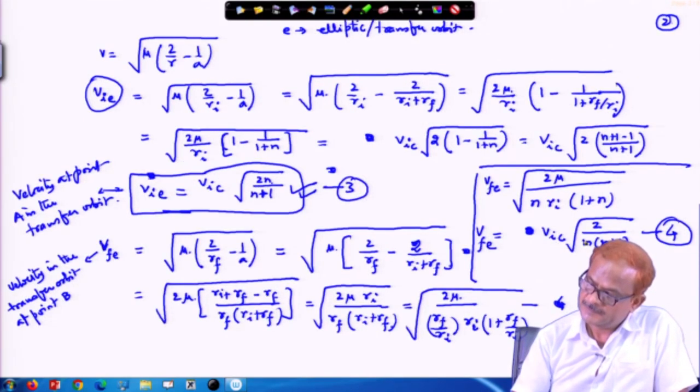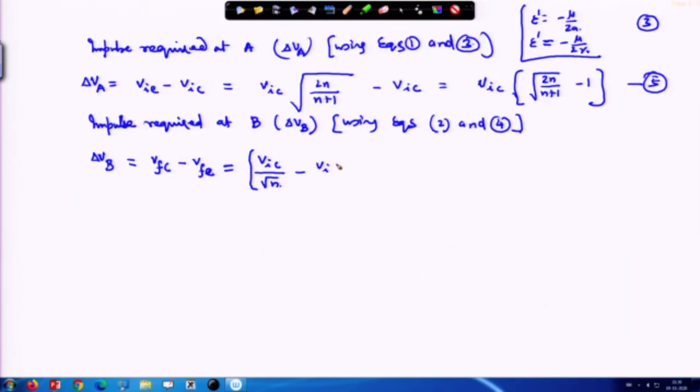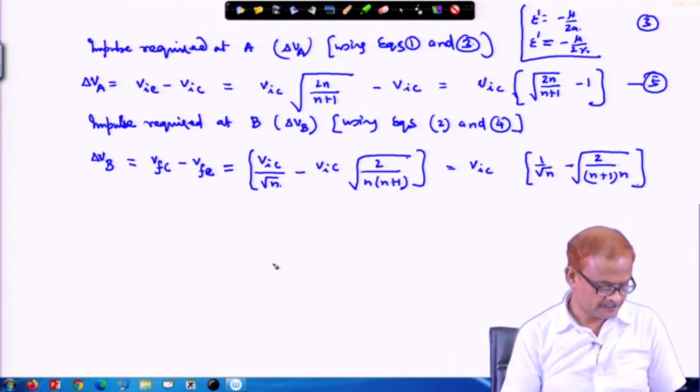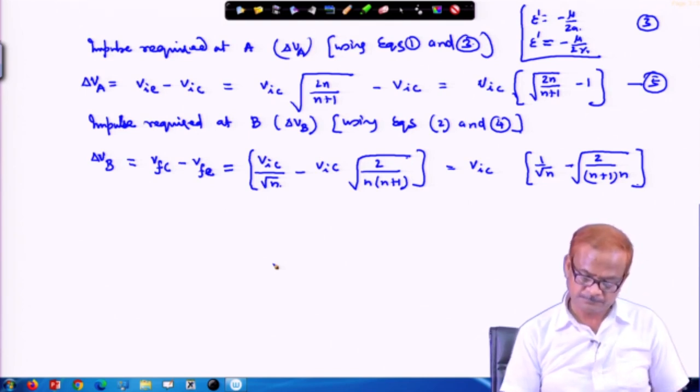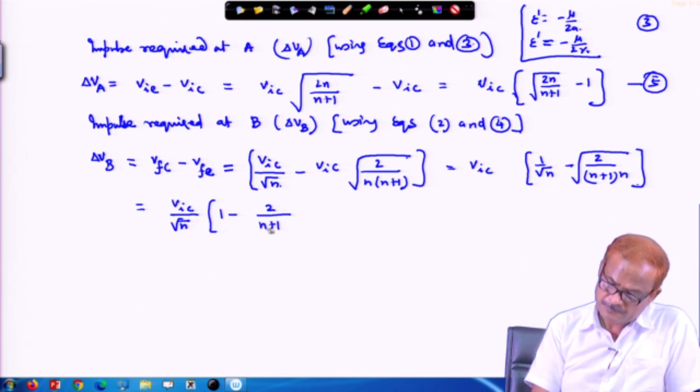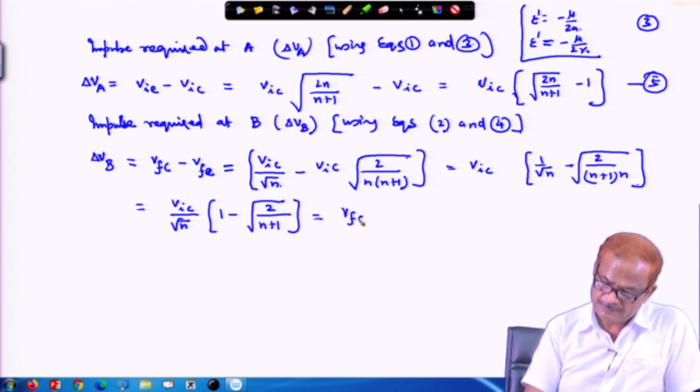VFC minus VFE, VIC times VIC times under root 2 divided by n times n plus 1. And the same thing we can also write this way. If we take VIC by under root n as common, so this will appear like this. Means this is VFC times 1 minus 2 divided by n plus 1 under root.